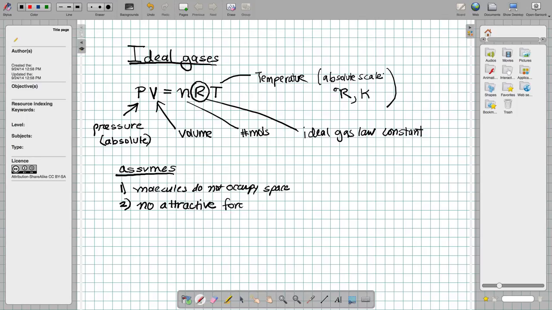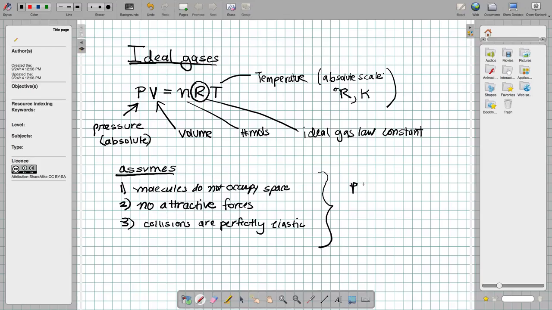The second assumption, that there are no attractive forces between the gas molecules, and that the collisions between the molecules are perfectly elastic. So one question you want to ask yourself is, when are these assumptions most accurate, particularly with respect to the parameters in the ideal gas law?